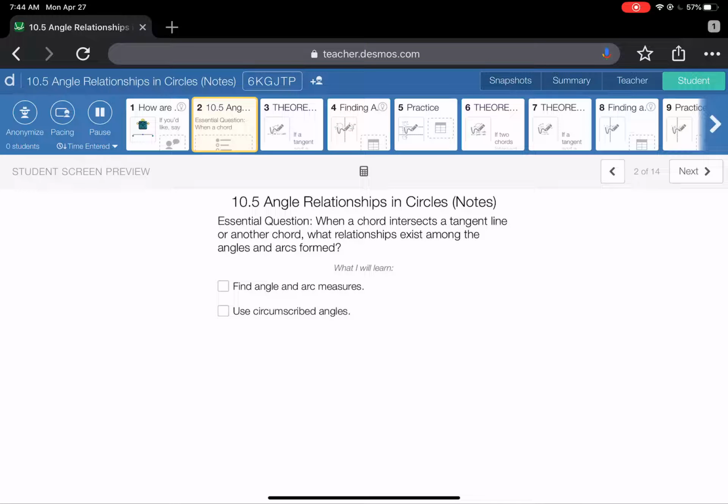Welcome to Chapter 10, Section 5, Angle Relationships in Circles. The essential question is, when a chord intersects a tangent line or another chord, what relationships exist among the angles and the arcs formed? What you will learn is how to find angle and arc measures and use circumscribed angles.